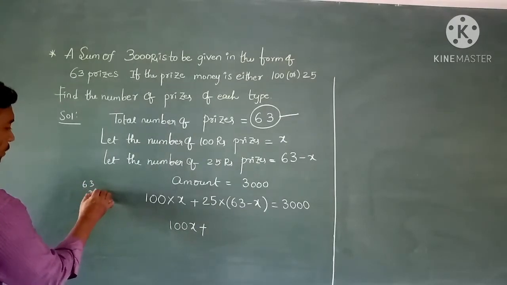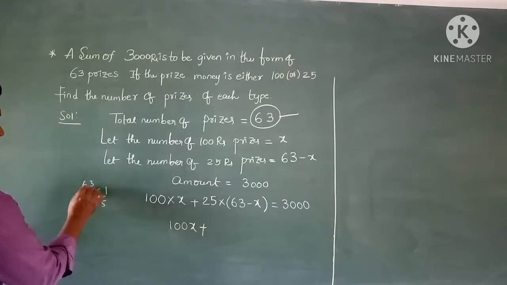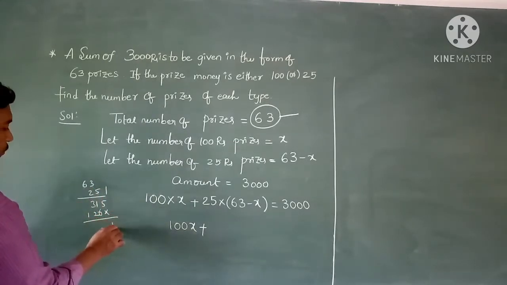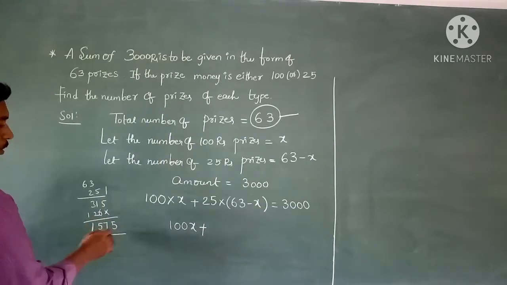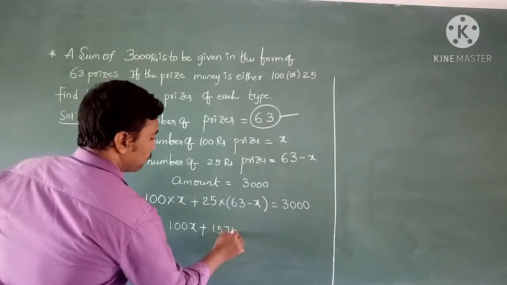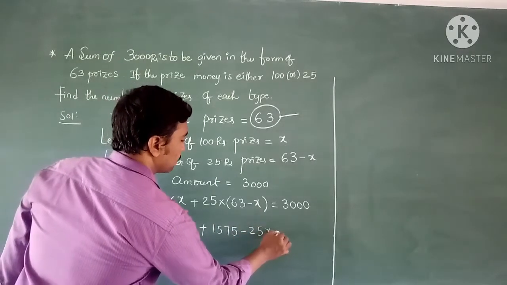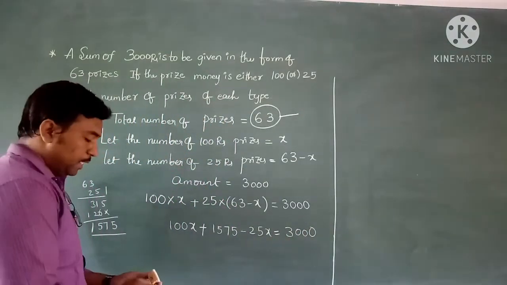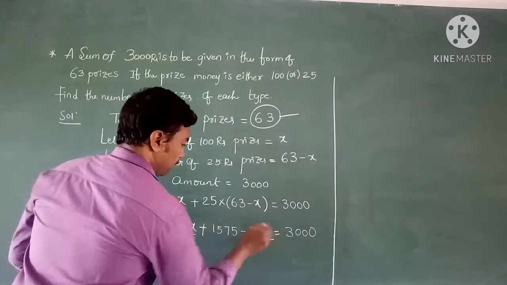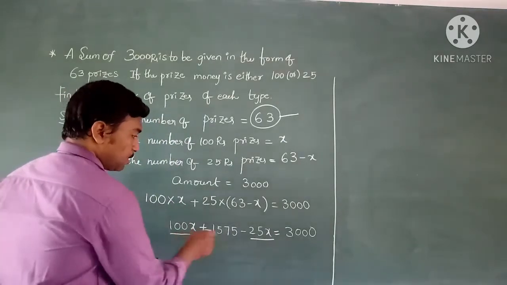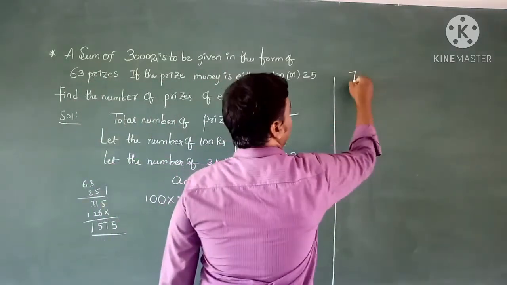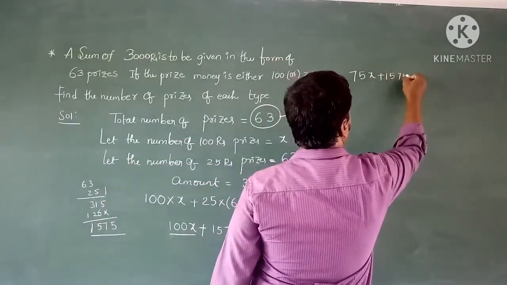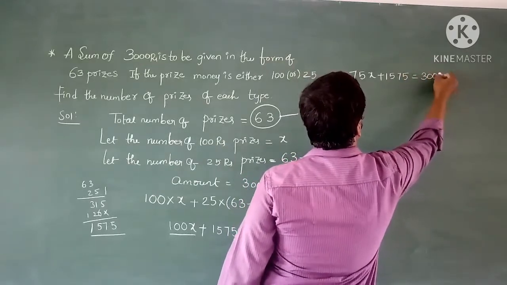25 into 63: 5 3s are 15, 5 6s are 30 plus 1 is 31, 2 3s are 6, 2 6s are 12. So 1575. 1575 minus 25x is equal to 3000. So 100x minus 25x is 75x, plus 1575 is equal to 3000.